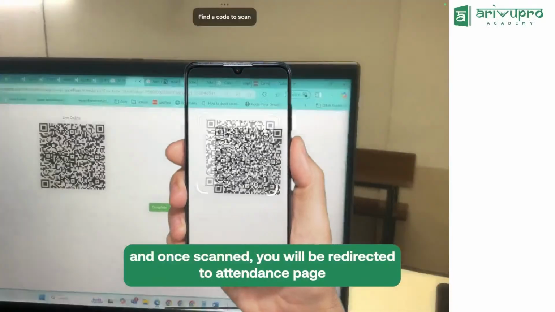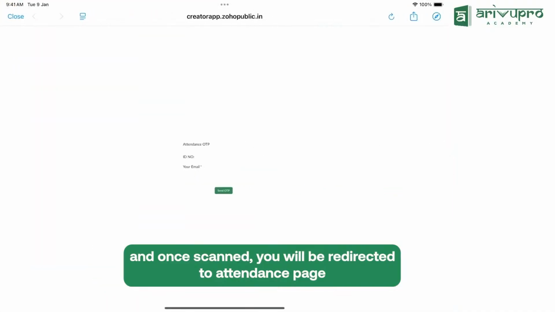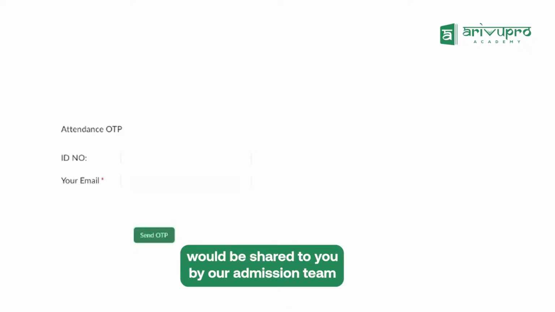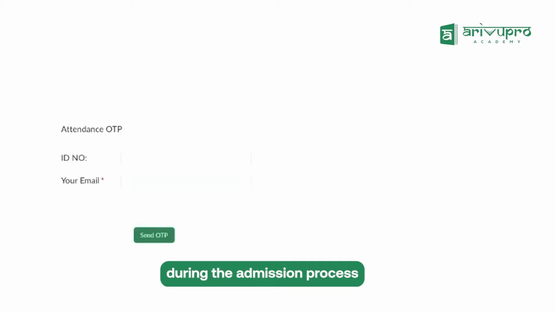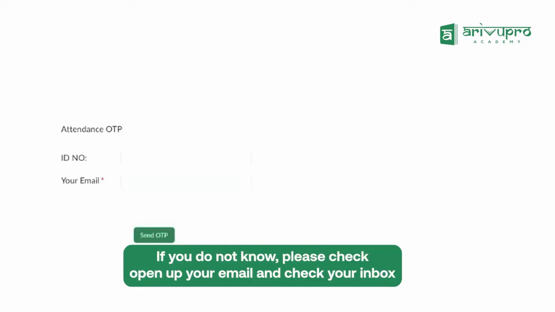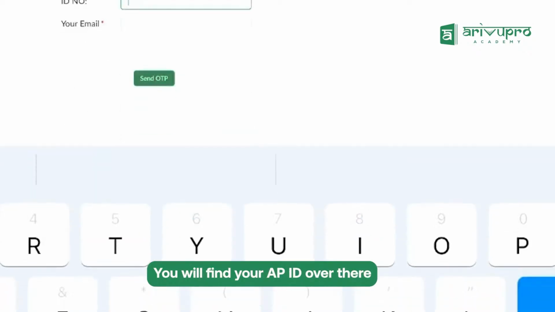And once scanned, you will be redirected to the attendance page. Over there, you are required to enter your AP ID, and your AP ID would be shared with you by our admission team during the admission process. So the AP ID would be sent to your registered email ID through email. If you don't know, please open up your email and check your inbox. You will find your AP ID over there.